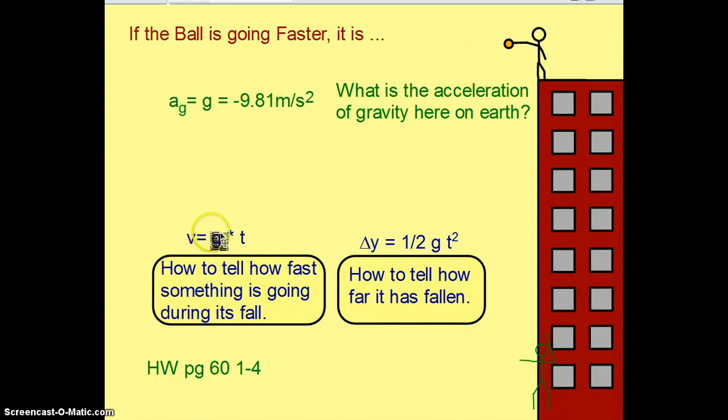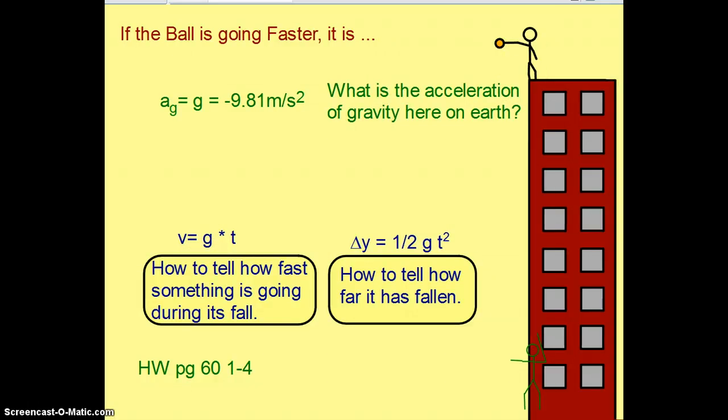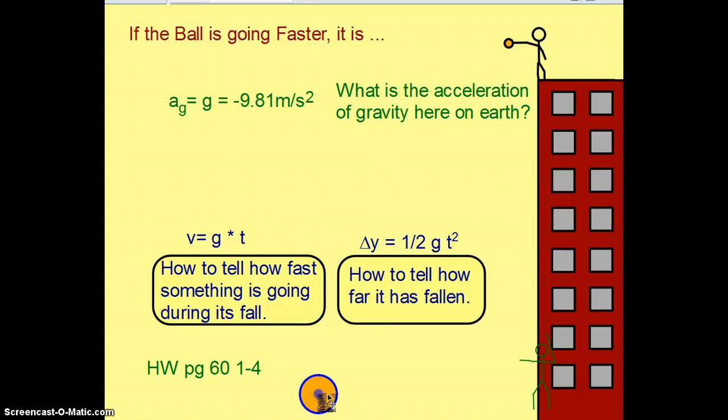Number 3 is a different sort of question. If we take our ball, I got to make a new ball. If we take our ball and they say in number 3, our ball is thrown up with a velocity of 8 meters per second. How fast will it be going when it returns to the hand? Well, if the acceleration of gravity is what's slowing it down from 8 meters per second to 0 up at the top, then the acceleration of gravity is also what speeds it back up from 0 back to 8 meters per second.